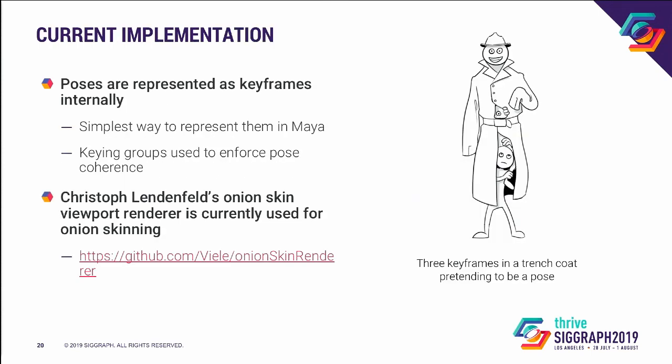The current implementation actually does represent poses as keys internally, but it forces them to behave like poses with a Maya feature called keying groups. And I'm currently using Christoph Lendenfeld's viewport renderer for onion skins, which I highly recommend. It's open source and you can download it and use it with any workflow.